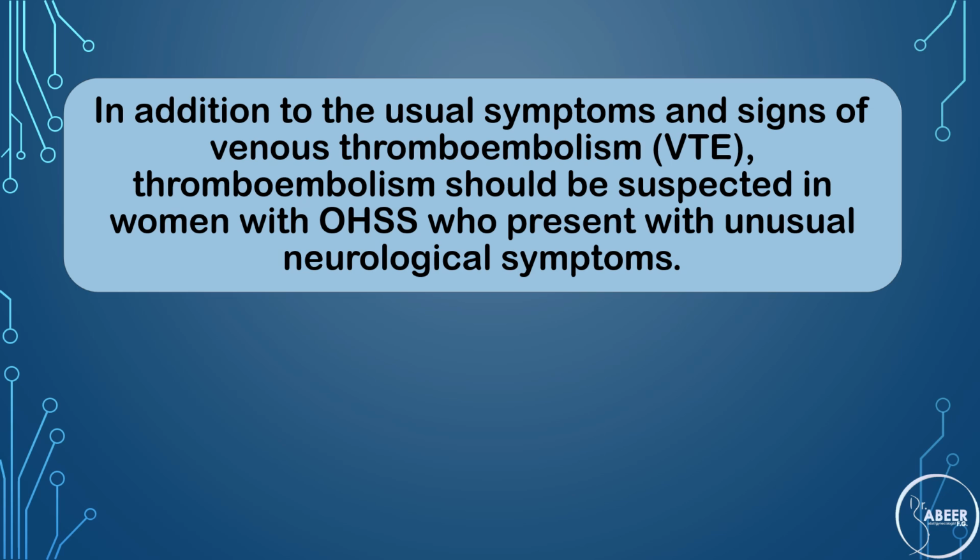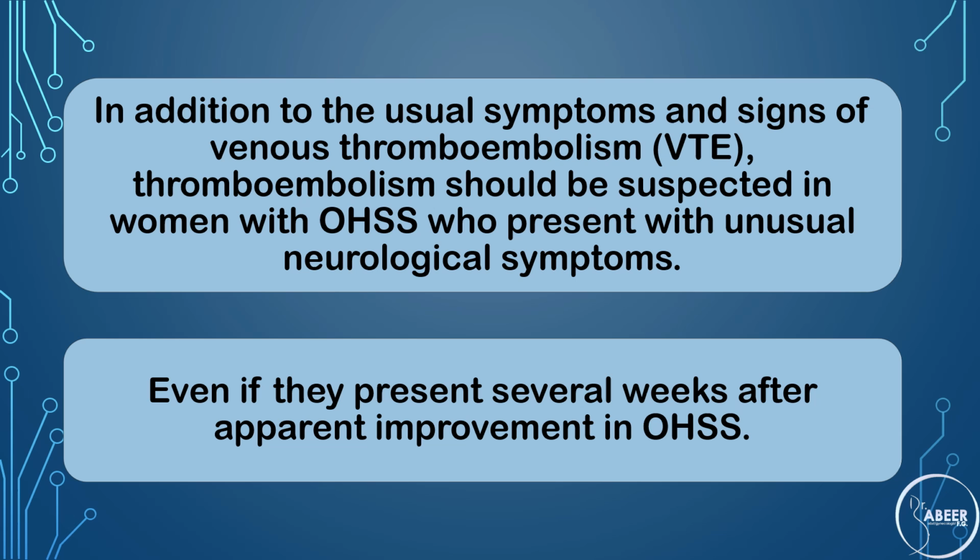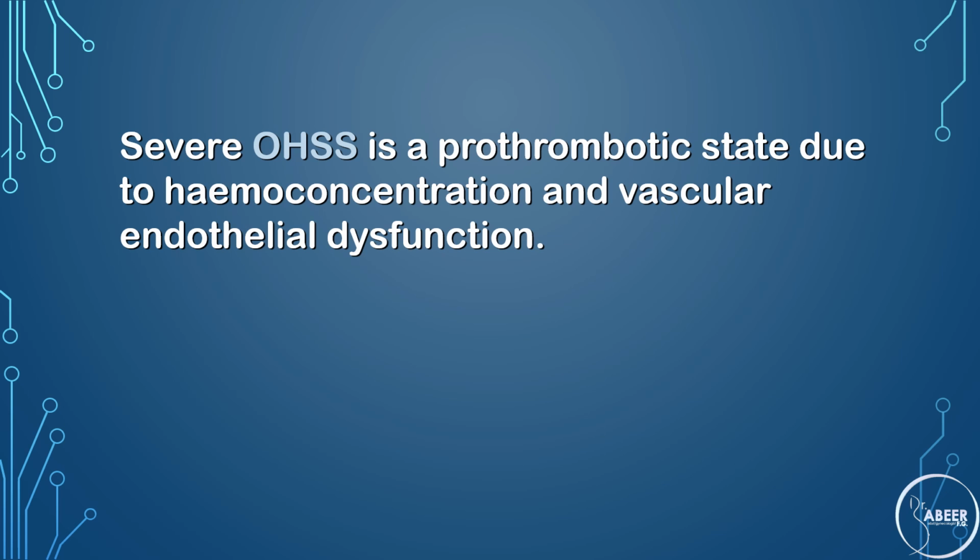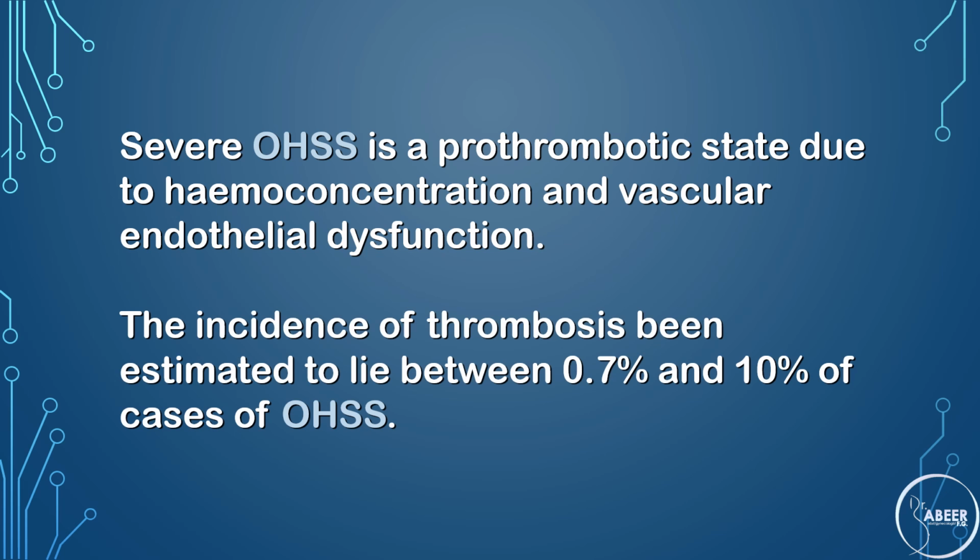In addition to the usual symptoms and signs of venous thromboembolism or VTE, thromboembolism should be suspected in women with ovarian hyperstimulation syndrome who present with unusual neurological symptoms, even if they present several weeks after apparent improvement in OHSS. Severe ovarian hyperstimulation syndrome is a prothrombotic state due to hemoconcentration and vascular endothelial dysfunction. The incidence of thrombosis has been estimated to lie between 0.7% and 10% of cases of ovarian hyperstimulation syndrome.